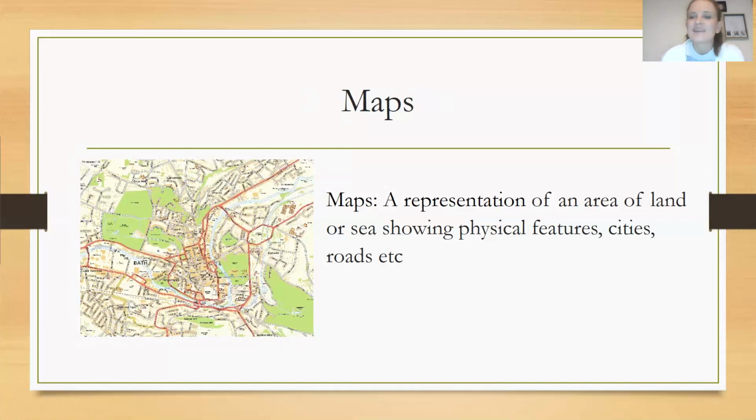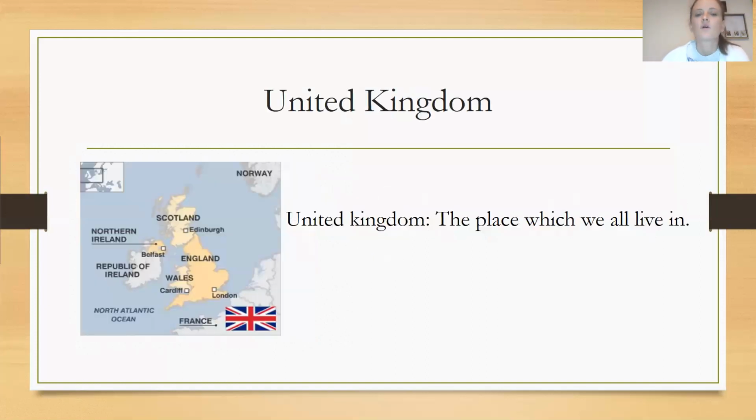Maps are a representation of an area of land or sea showing physical features, cities, roads, etc. They also show train lines, important places that you could visit. So maps are obviously a representation of an area from above. So, United Kingdom. The United Kingdom is the place in which we all live, and it is obviously made up of different countries, but that's why we are called the United Kingdom.